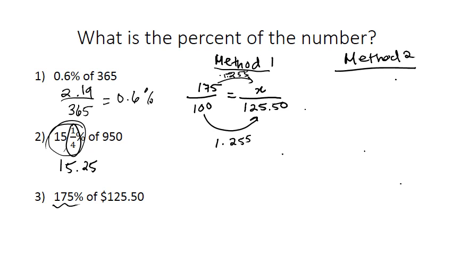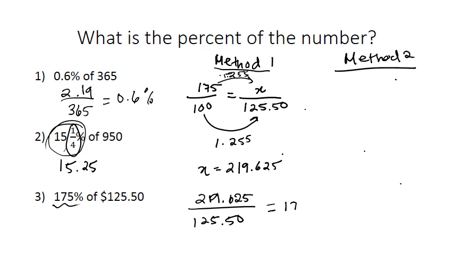So I'm going to multiply my numerator by 1.255. So I have 175 times 1.255, and I get that x is equal to 219.625. And I want to check to see if this is correct. It is greater than 125.50, which is good. So I'm going to check if it's right. 219.625 out of 125.50. If I divide them, what do I get? 1.75. So that's 175%. So I know my answer is correct.